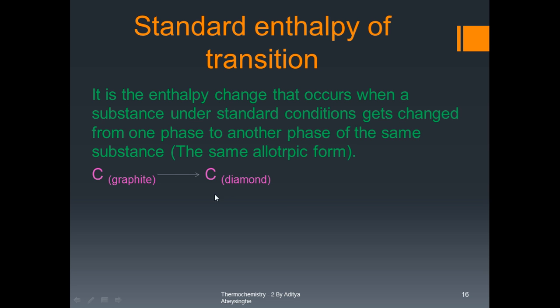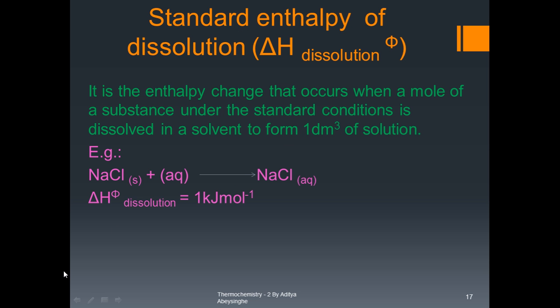The enthalpy of changing between these allotropic forms is called the standard enthalpy of transition. It's the enthalpy change that occurs when a substance under standard conditions, so carbon should be in the standard form, gets converted from one phase to another phase of the same substance. So that's it about the standard enthalpy of transition.